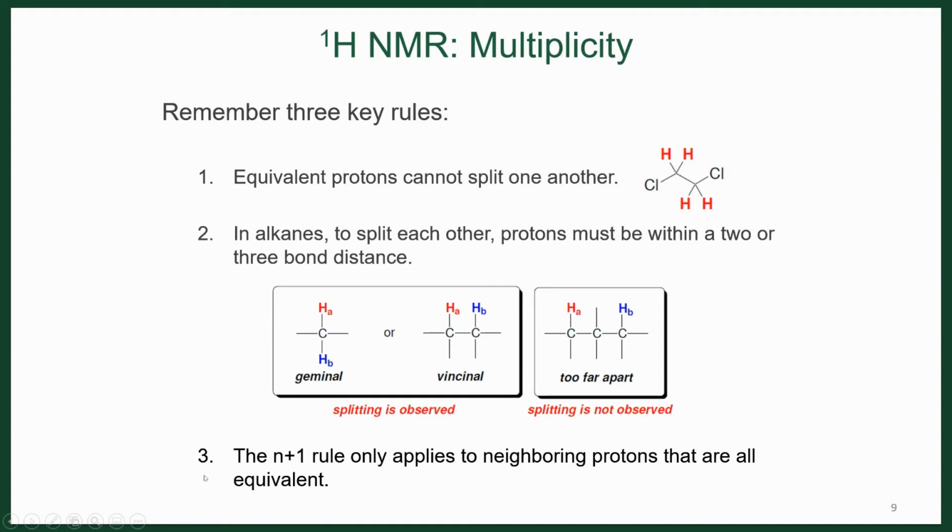And the n+1 rule really comes into effect when all of the adjacent carbon hydrogen atoms are the same. That is, they're either the same in terms of hybridization, but more generally, they're equivalent in terms of their NMR behavior.